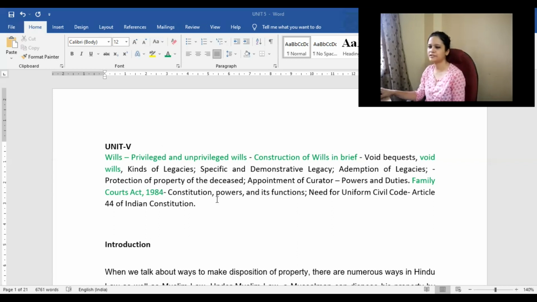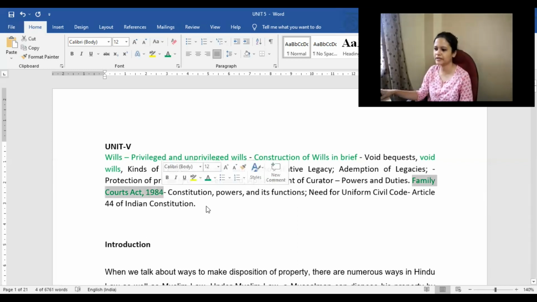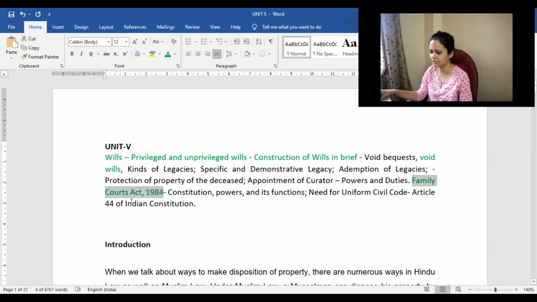So for Muslim law, from Unit 5, there is another concept which we will be discussing. It is basically a legislation that we have, the Family Courts Act 1984. It's a very small legislation, but with regard to that, we have its constitution, powers, functions, what kind of matters it will decide, its jurisdiction, and how family courts would be set up. Those provisions are given here.